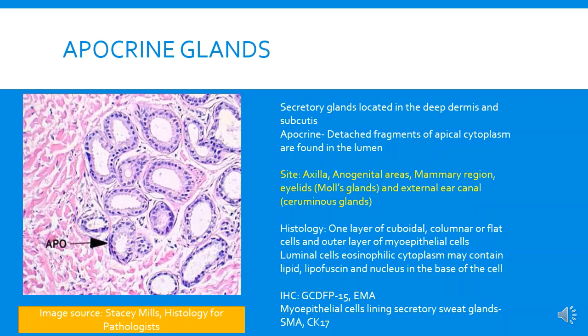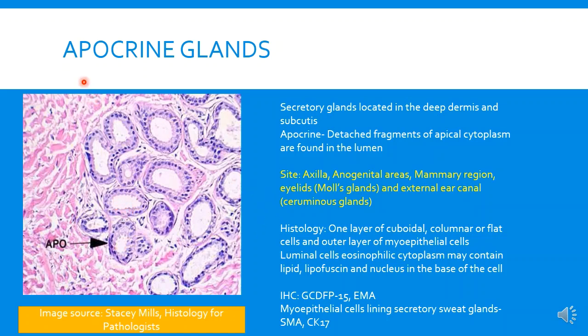Apocrine glands. Apocrine glands are secretory glands located in the deep dermis and subcutis. Apocrine means there are detached fragments of apical cytoplasm that are found in the lumen. Just as we saw in holocrine, where the entire cell gets lost along with the secretion, for apocrine glands, the tip of the cell gets detached and is discharged into the lumen along with the secretion. If you notice here, there is this protrusion in the apical region of the cell. So that is the apical part of cytoplasm containing the secretion which gets detached and gets discharged into the lumen.